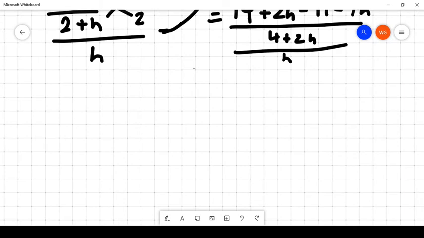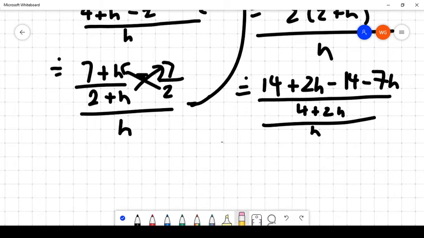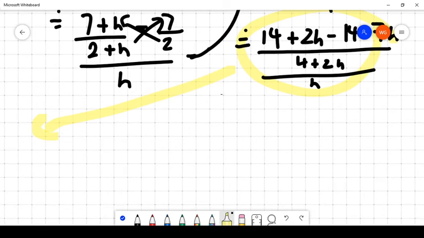Okay, so just to remind you in case you got lost, this is our last step right there. Let's go over to here, and we'll move down the page a little. Look, things start canceling out now. The 14 minus the 14 cancels out.